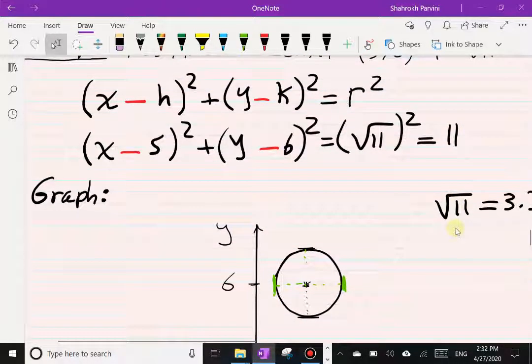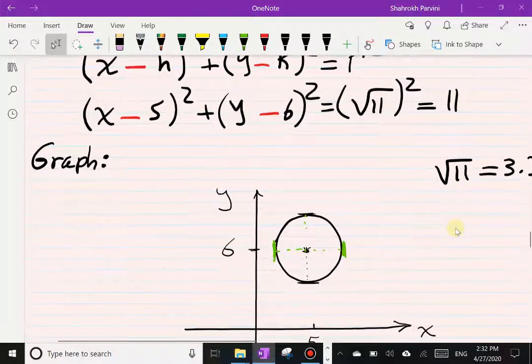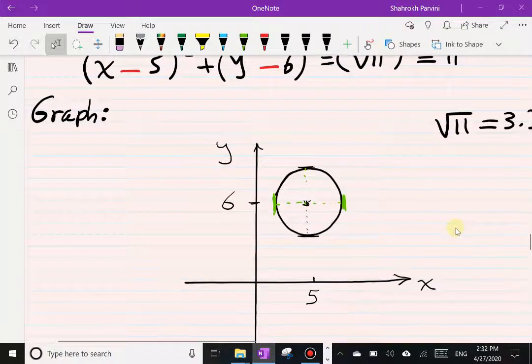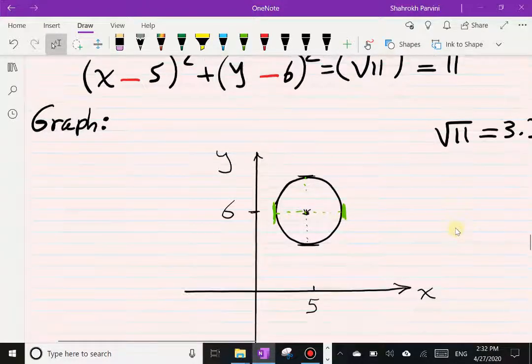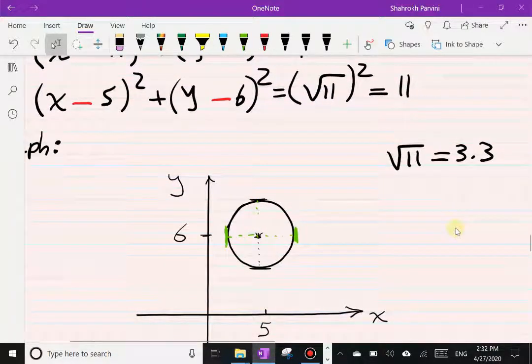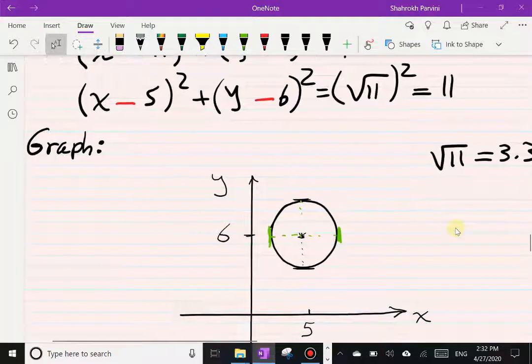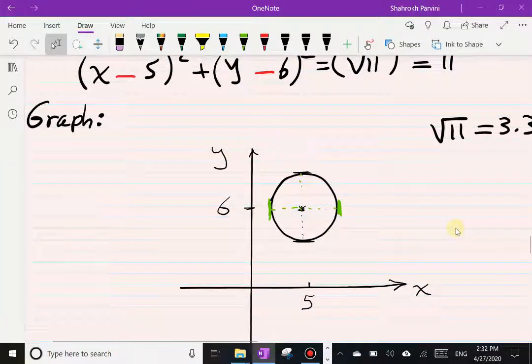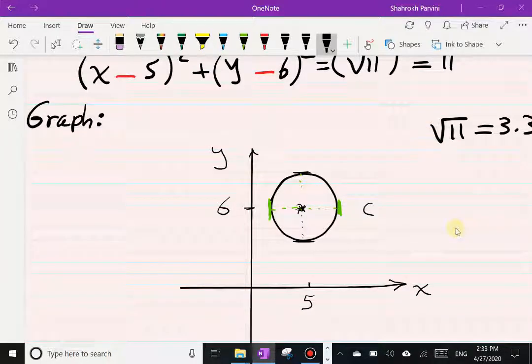Now, in order to graph it, I'll show you how I graph it without plotting points. We don't want to go plotting points here. Now, square root of 11 is about 3.3-ish, right? So here's how I actually graph this circle. I started from the center. Remember the center here. The center was at 5 and 6, right in here. Now, square root of 11 is about 3, a little over 3.